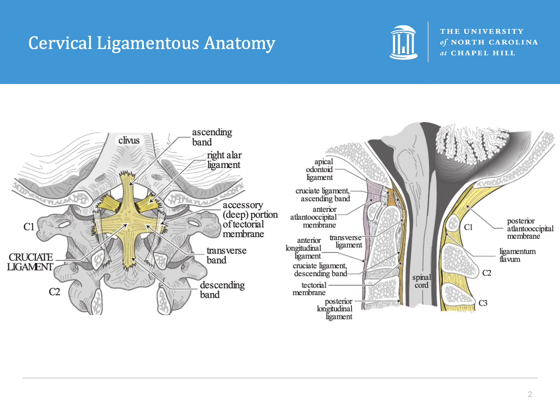The transverse ligament is connected to the ascending band attaching to the clivus and the descending band attaching to the dorsal C2 body. Together with the transverse ligament, the ascending and descending bands are called the cruciate ligament. The alar ligaments attach the odontoid process of C2 to the occipital condyles, and the apical odontoid ligament attaches the tip of the odontoid process to the basion.